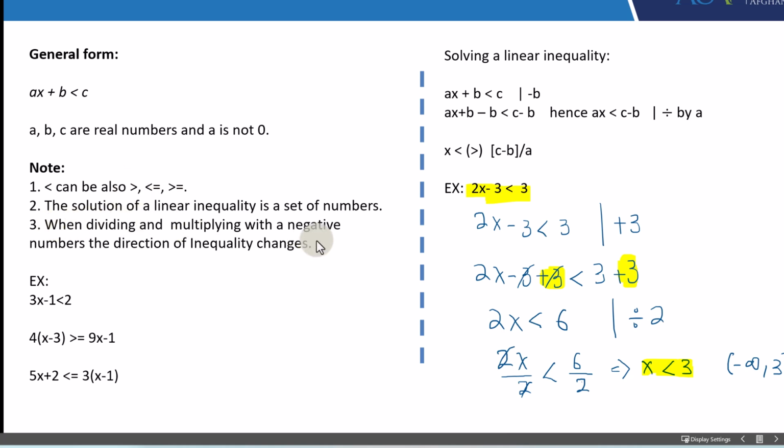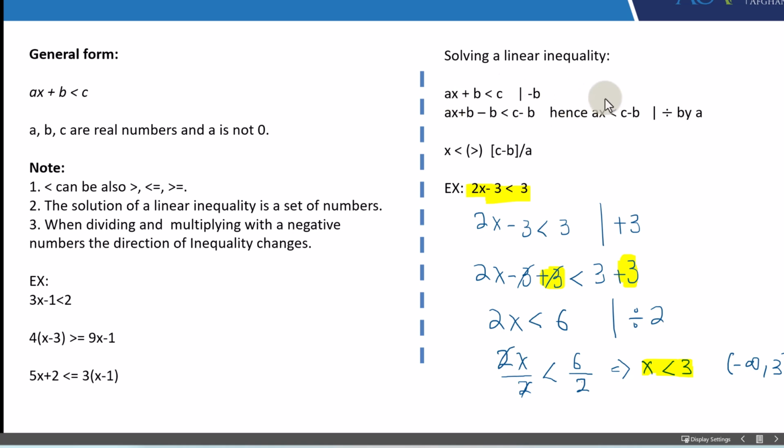The solution of a linear inequality is a set of numbers, unlike the linear equations where the solution is a single number. Remember that when we divide or multiply both sides of a linear inequality by a negative number, the direction of inequality changes. Examples of linear inequality: 3x minus 1 less than 2, 4 times x minus 3 bigger or equal to 9x minus 1, and 5x plus 2 is smaller or equal to 3 times x minus 1.